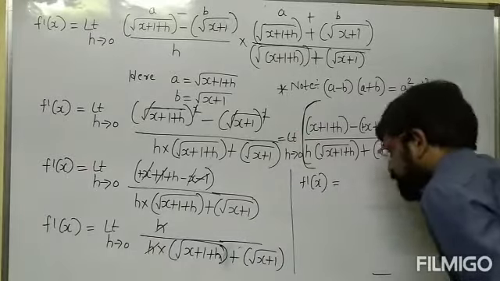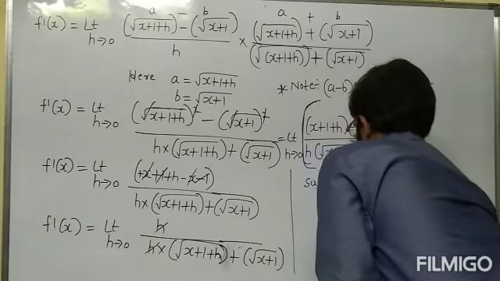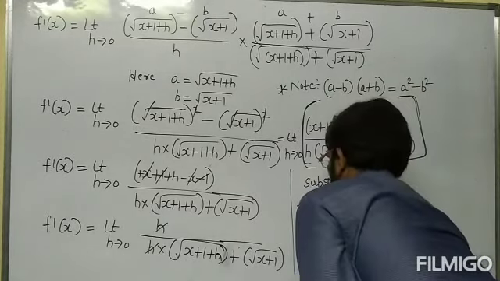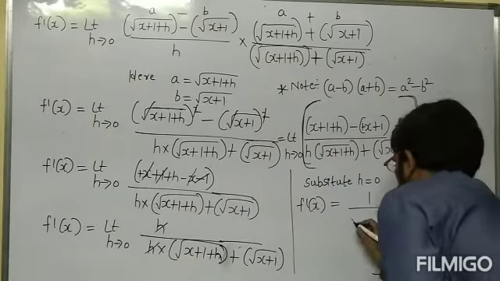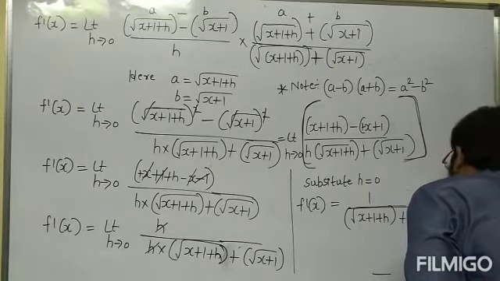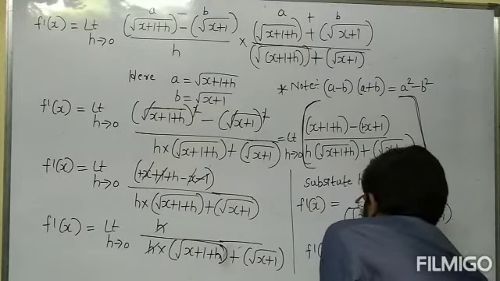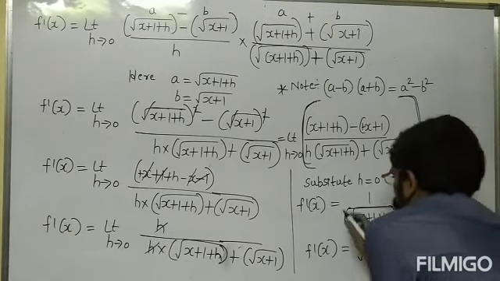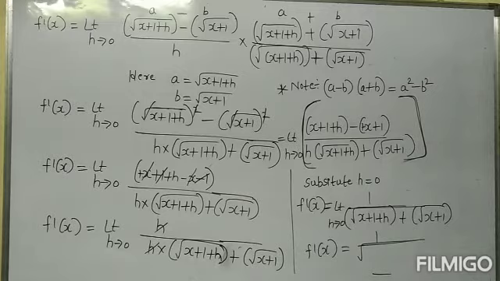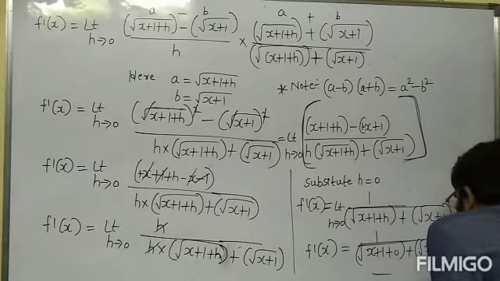So the limit h tends to 0. Wherever h is there, we have to substitute h equals 0. So f dash of x is equal to 1 by root x plus 1 plus h, plus root x plus 1. Substituting h equals 0, we must write the limit until we substitute. So 1 by root x plus 1 plus 0, plus root x plus 1.